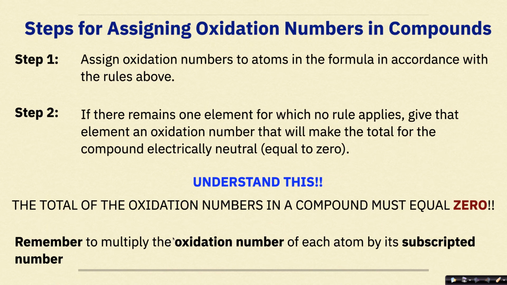Steps for assigning oxidation numbers in compounds. Step 1. Assign oxidation numbers to atoms in the formula in accordance with the rules above. Step 2. If there remains one element for which no rule applies, give that element an oxidation number that will make the total for the compound electrically neutral, in other words, equal to 0. But understand this, the total of the oxidation numbers in a compound must equal 0. I can't stress that enough. Remember to multiply the oxidation number of each atom by its subscripted number. Don't forget to do that.